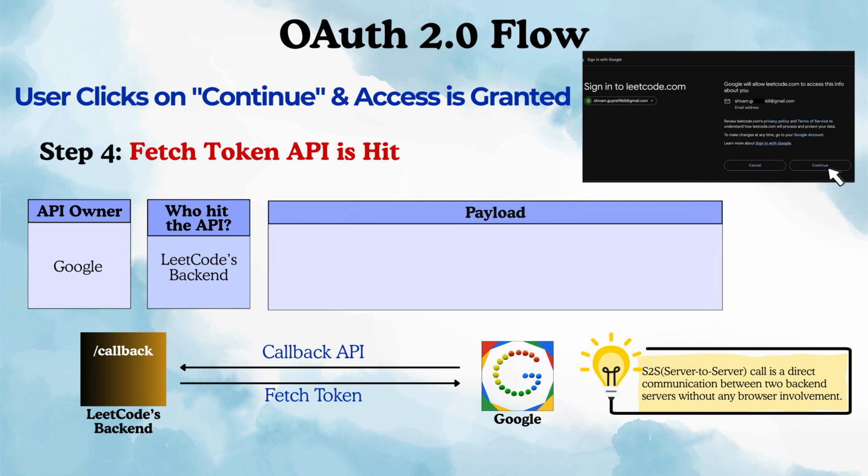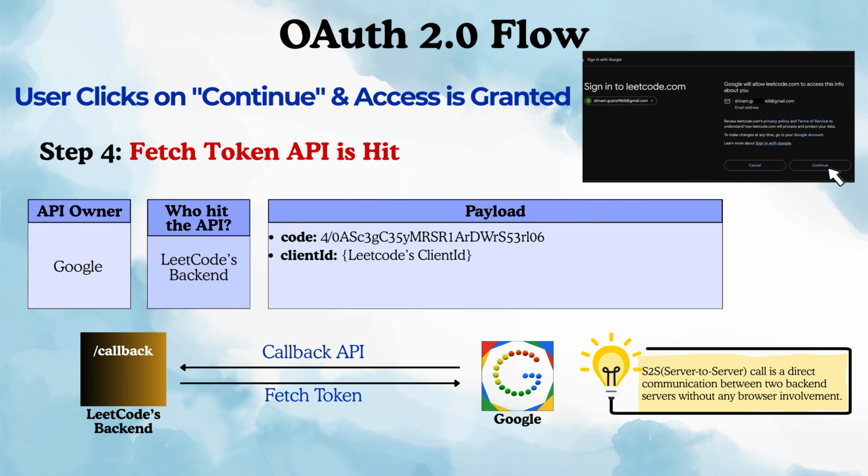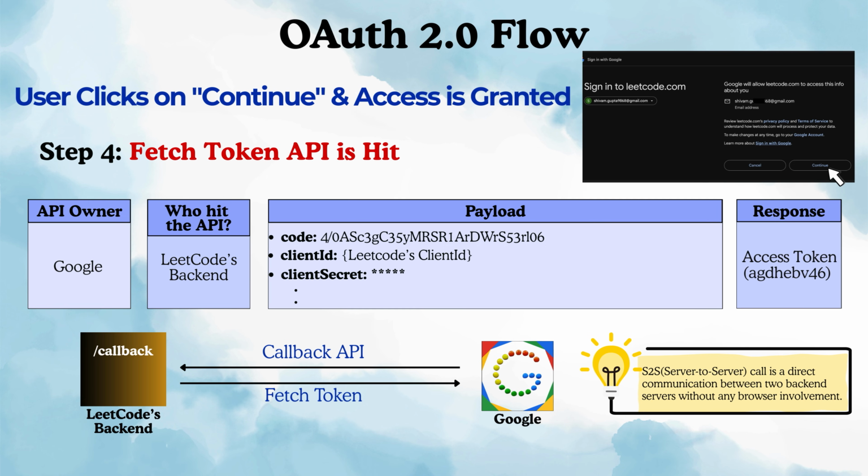So what's in the payload? In the payload, there is the authorization code, there is a client ID, and there is a client secret. When the request lands on the Google server, it sees that there is an authorization code, so it understands that it is the same code that Google shared with LeetCode. It means that access has to be given. And using the client ID and the client secret, the server validates the client's credentials, whether it is a valid client or not. Then in the response of this API, it shares the access token. This is how it works.